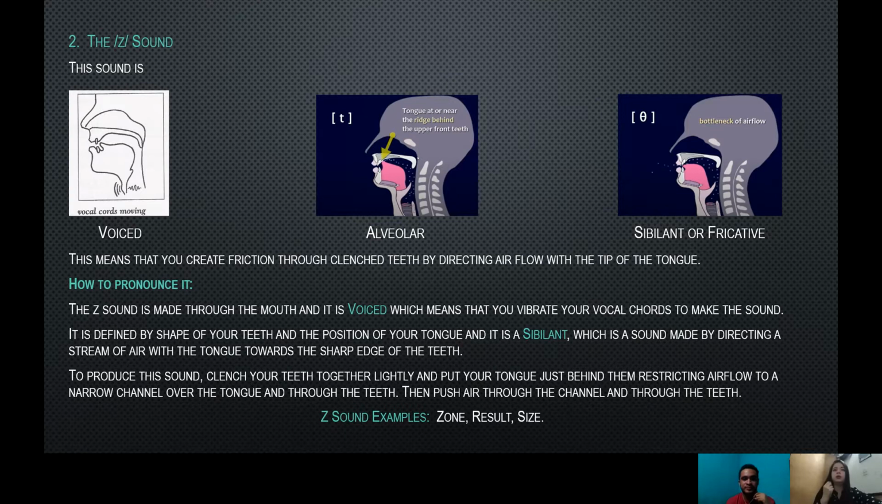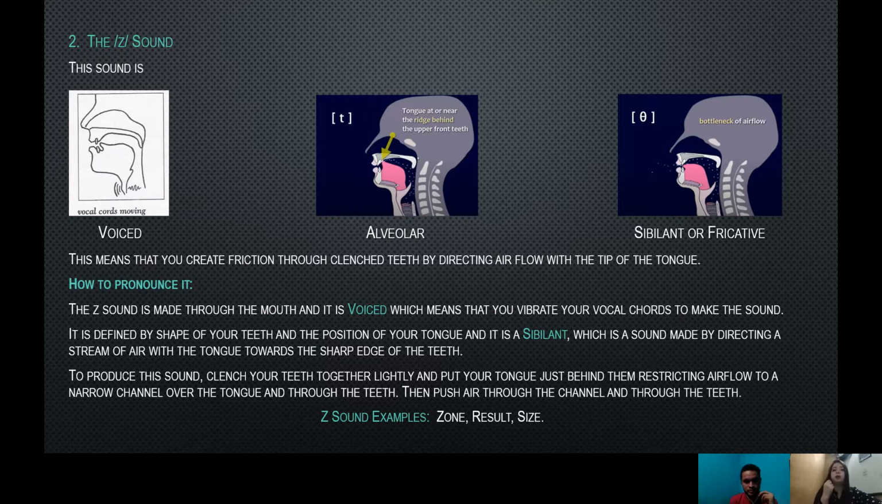This is the Z sound. This sound is voiced, alveolar, sibilant, or fricative. This means that you create friction through the clenched teeth by directing airflow with the tip of the tongue. How to pronounce it? This sound is made through the mouth and is voiced, which means that you vibrate your vocal cords to make the sound.